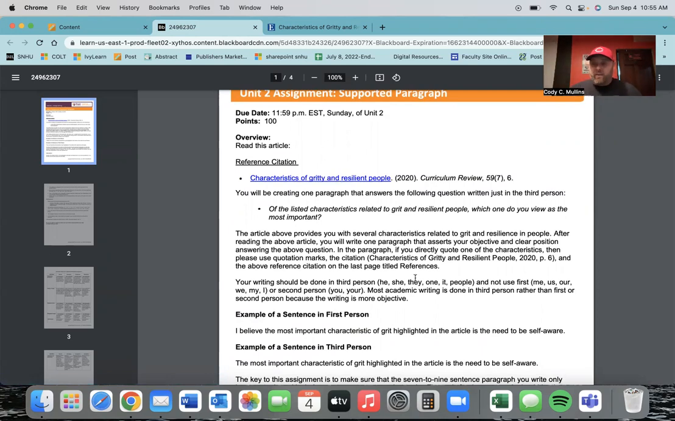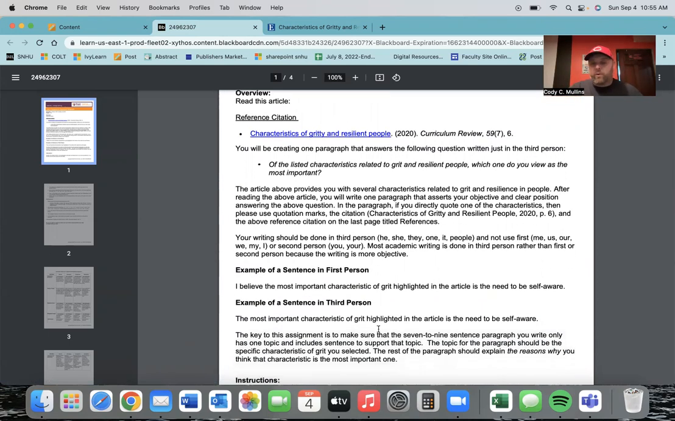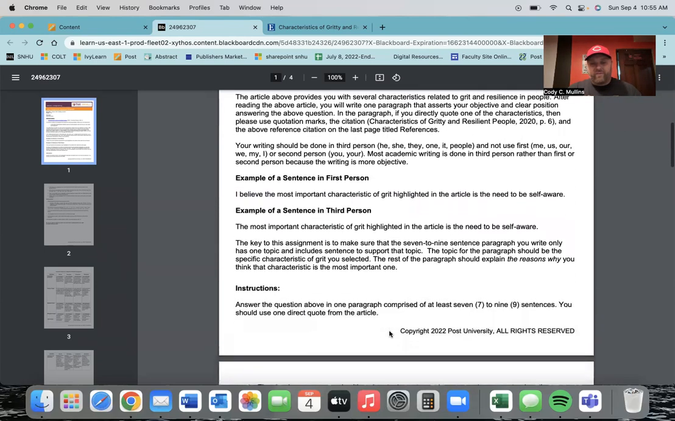So you're going to phrase this as sort of an argument in a sense. You're going to say the most important characteristic of grit highlighted in this article is the need to be self-aware. Or whatever it is that you choose, right? You're not going to say, I believe, blah, blah, blah. You're going to say the most important. You're going to refrain from using first person. That will be a criteria that I grade on. So it's serious. Please don't just not do it. And so you're going to write from there.